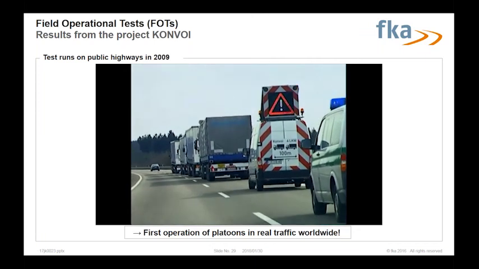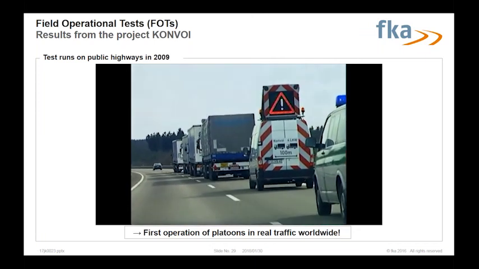As you can see here, we have gaps of 10 meters. We run in mixed traffic, but we have safety cars around. And this test really helped us to understand how the environmental traffic will react on a platoon. And here are some results I will present today.